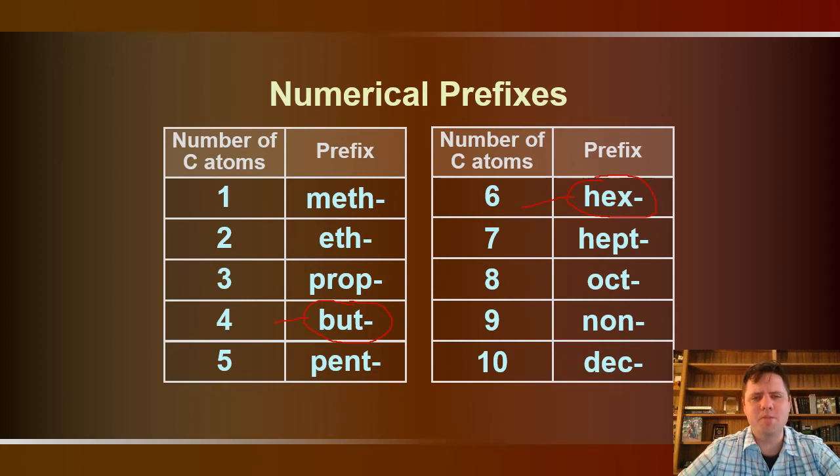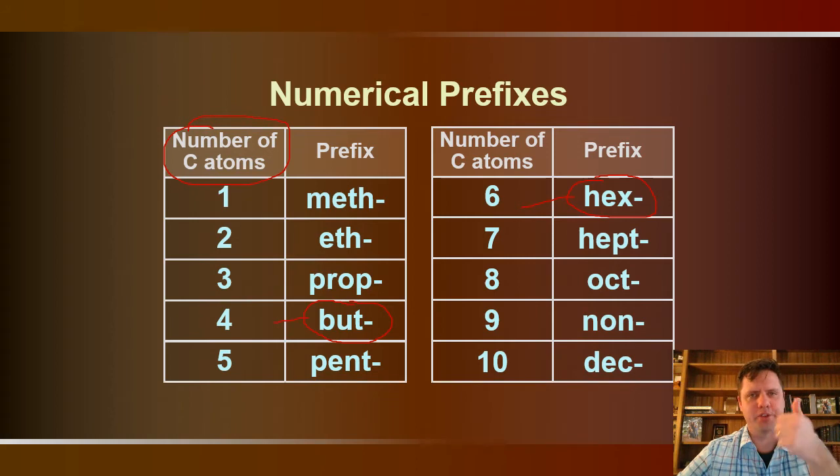So 1 is, we use the prefix meth. 2 is eth. 3 is prop. 4 is but. 5 is pent. 6 is hex. 7 is hept. 8 is oct. 9 is non. And 10 is dec. So these are the prefixes we're going to be using to describe the number of carbon atoms that are present, whether it's an alkane or an alkene or an alkyne.